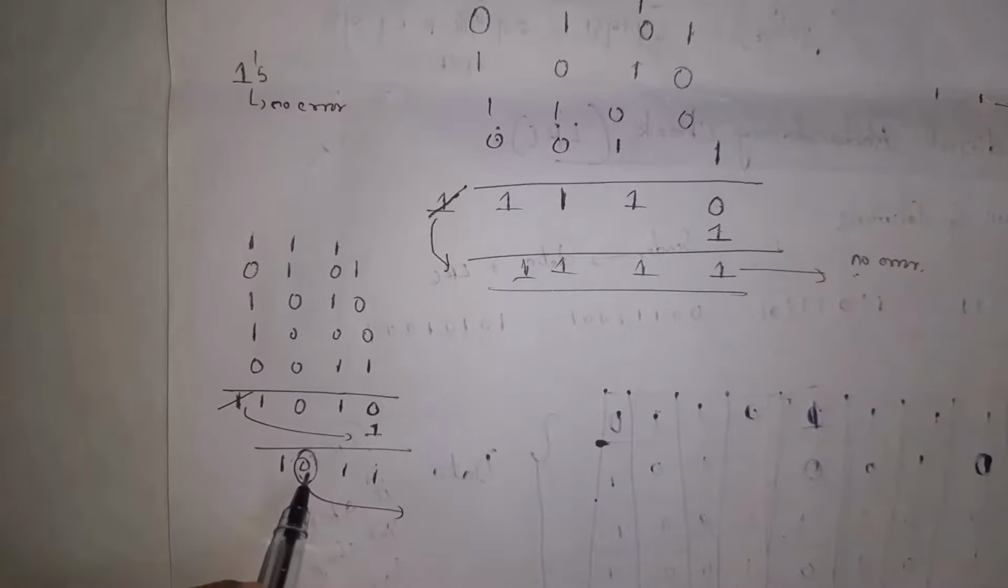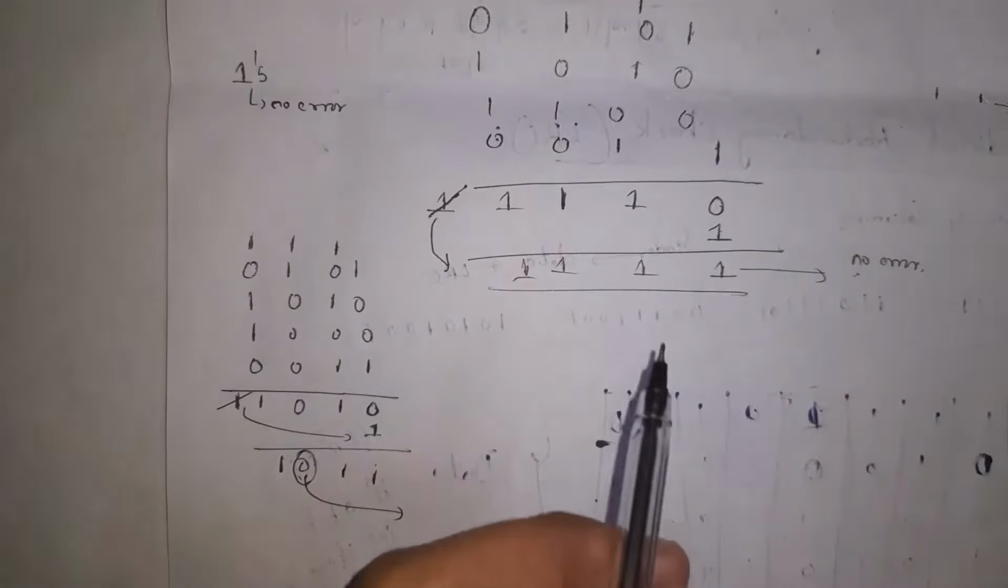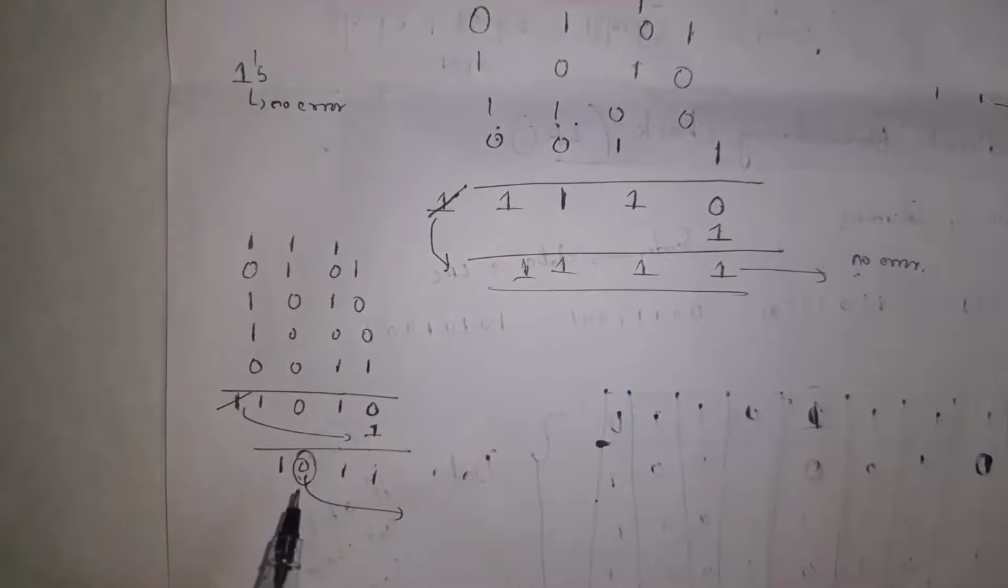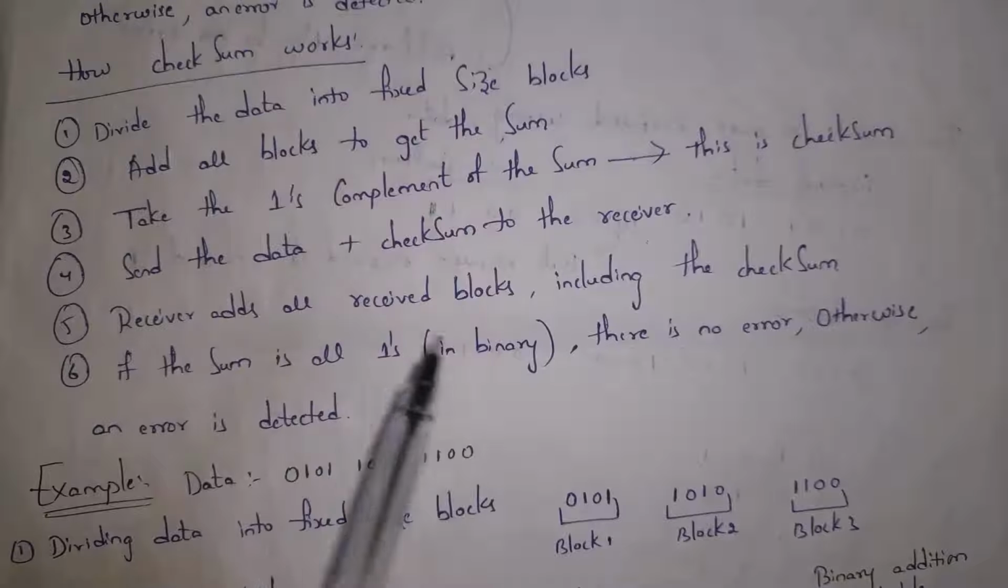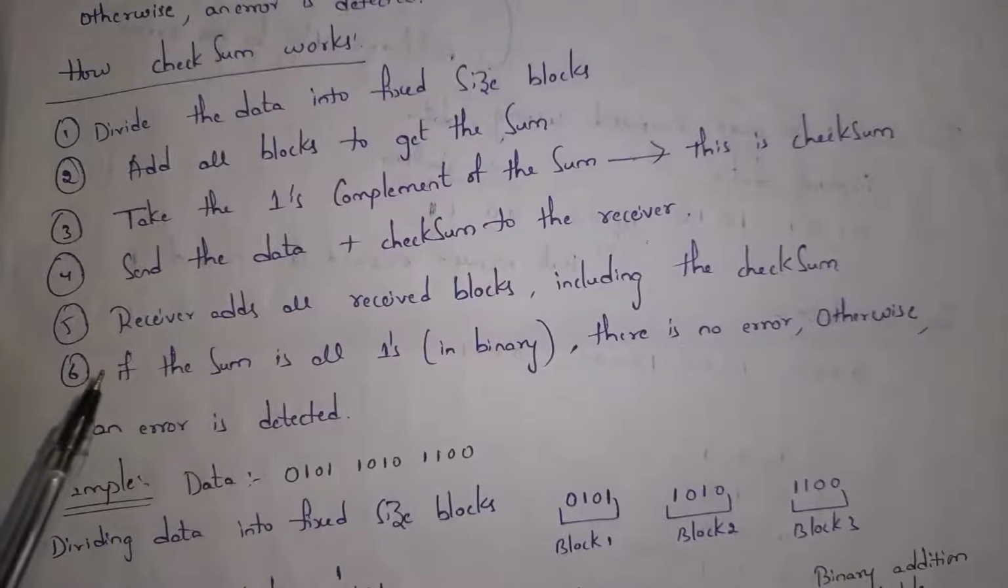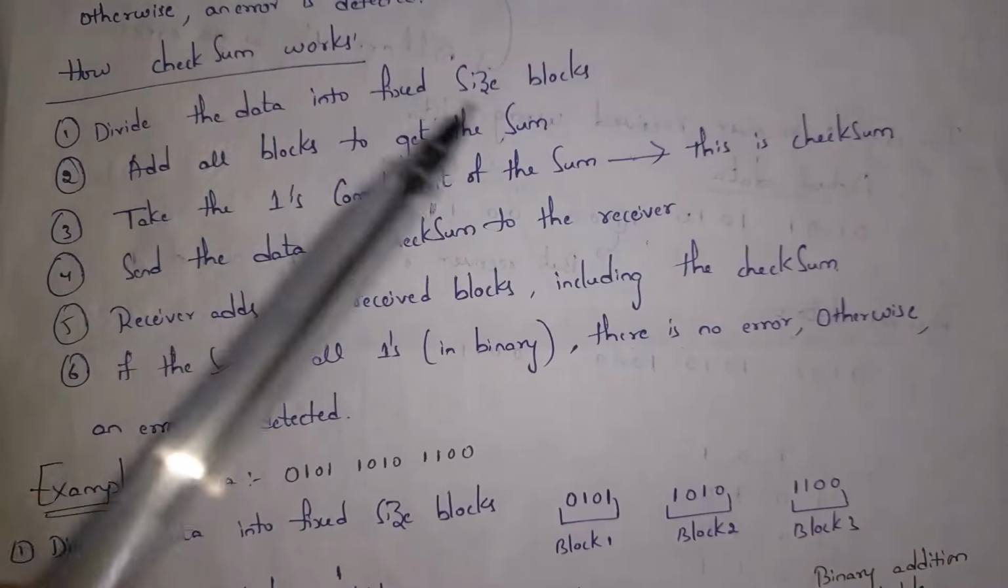Whenever the sum is 0, the receiver will understand that the data contains errors. Only if all values are 1s, then there are no errors in the data. If any of the bits contains 0, then the receiver will understand that the data contains errors. Whenever the sender sends data plus checksum to the receiver, the receiver will add all the blocks as well as the checksum. If the sum contains all 1s, then there is no error. Otherwise, the data contains errors. This is the algorithm which shows how checksum works.